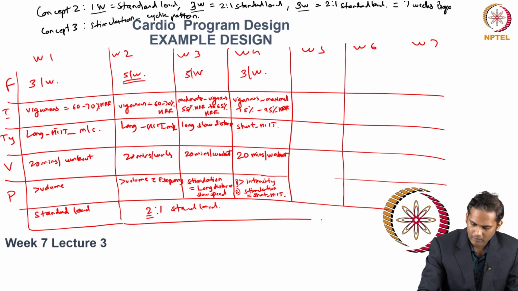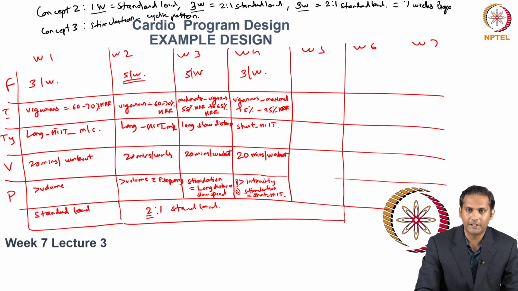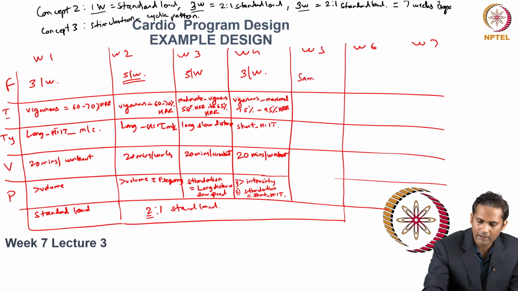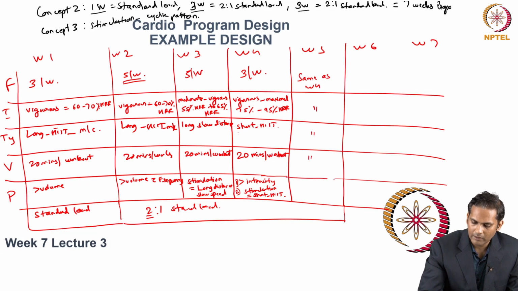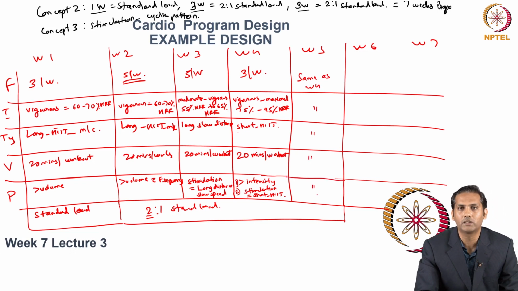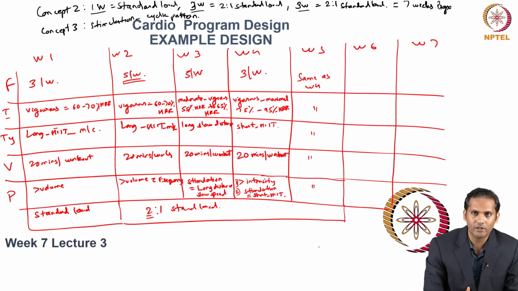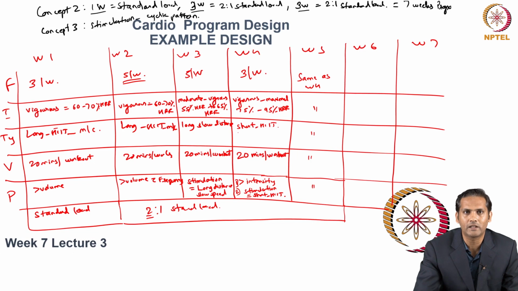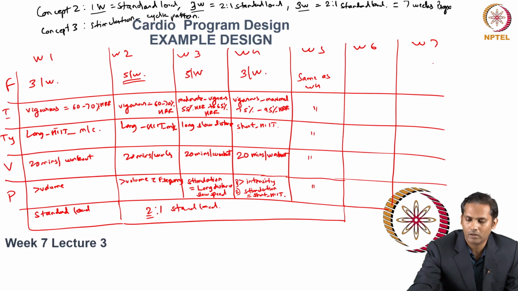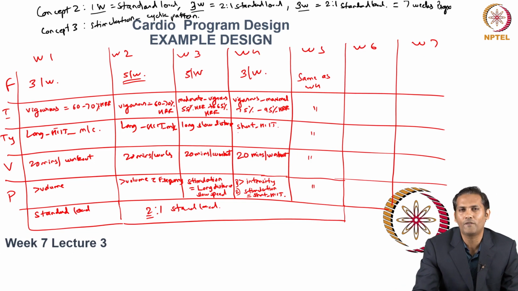Week 5 is a retaining week, which can be the same as week 4, or you can do a little less. That would depend upon how well you have recovered from the week 4 workout. Now week 6 is just a repetition. For week 6 and week 7 you choose a 2:1 standard load, where there will be 2 weeks of back-to-back stimulation followed by 1 week of retaining.